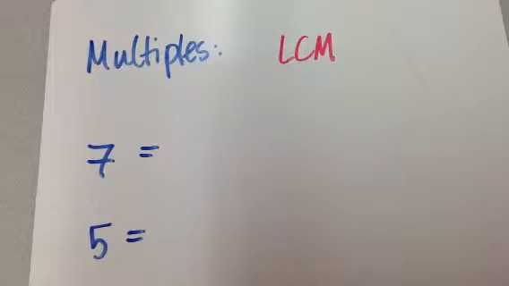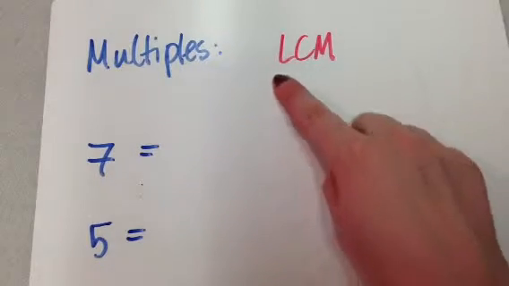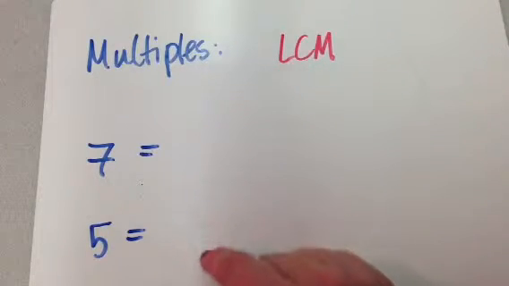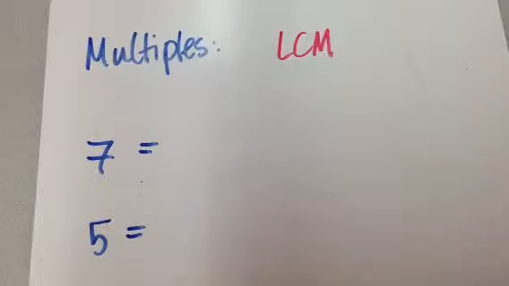Okay, so here's a second example. Again, I'm trying to find the least common multiple between these two numbers. And multiples are many, so I'm doing 7 and 5. Those are the ones that I'm looking for here.